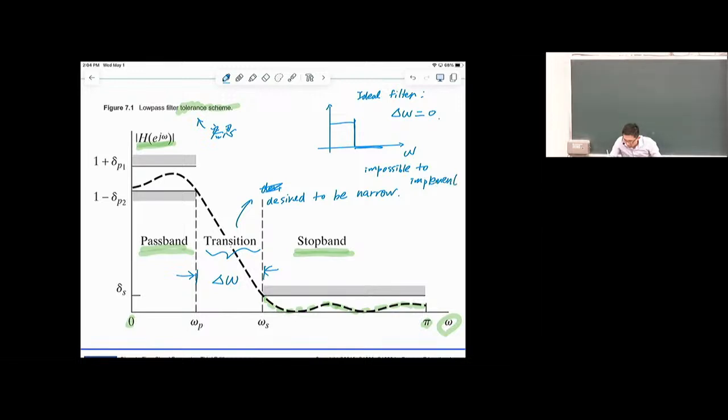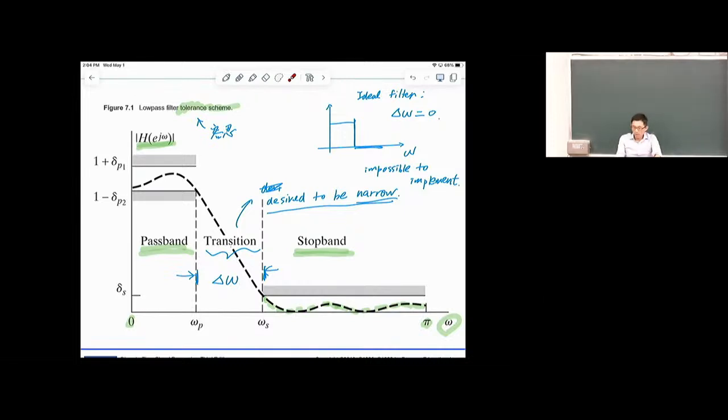So therefore, for any practical design, there's always a finite, non-zero transition. But still we desire it to be narrow. In this tolerance scheme, we have passband, stop band, and in between we have the transition. So these are the terminologies that we want to agree upon.